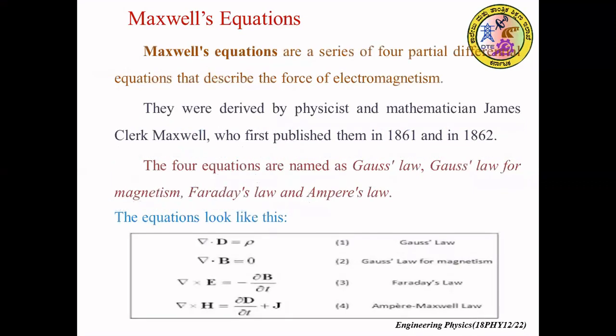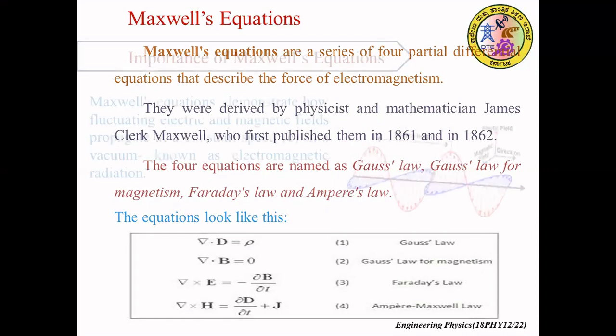What are Maxwell's equations? Maxwell's equations are a series of four partial differential equations that describe the forces of electromagnetism. They were derived by physicist and mathematician James Clerk Maxwell in 1861 and 1862. The four equations are Gauss law for electrostatics, Gauss law for magnetism, Faraday's law, and Ampere-Maxwell's law. These are the four Maxwell's equations.